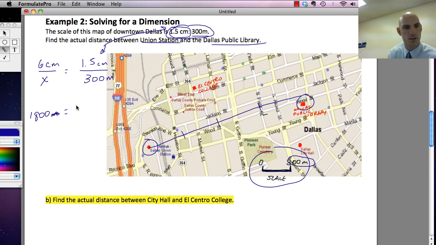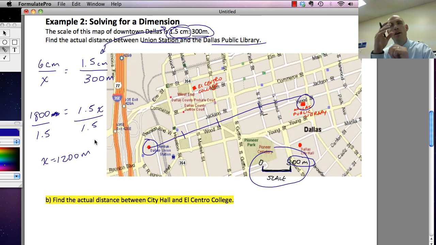Well, I guess we leave off the units for right now. 1,800 is equal to 1.5 times x. Well, when I divide by 1.5, we'll add the units back later, and we get that x is equal to 1,200 meters.